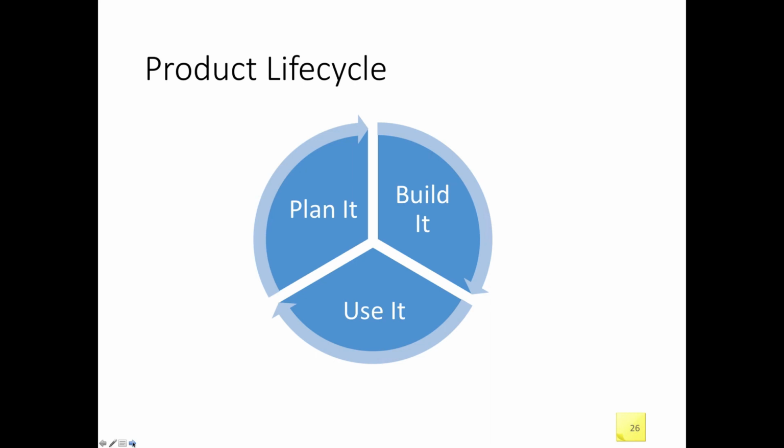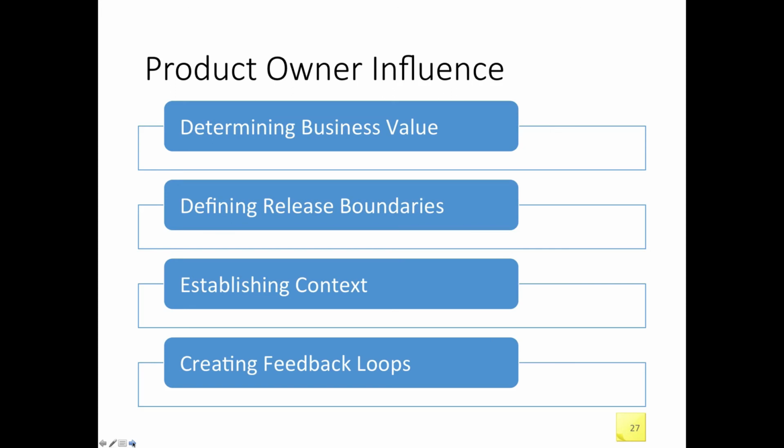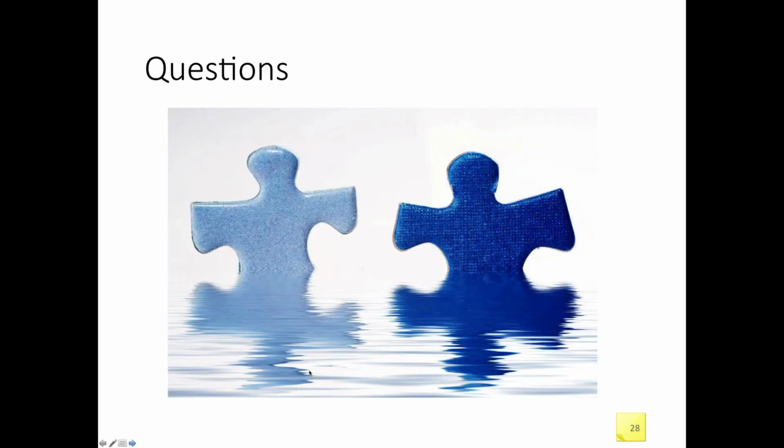If you can advance one slide. The product owner's influence in determining the business value, so what do we want to accomplish, defining the release boundaries, so more specifics around the solution, establishing the context. We talked about that a lot today, and also creating feedback loops. And we'll relate it all to the brewing process, so we'll have a little bit of fun with the theme of the conference as well. So that's what I have.